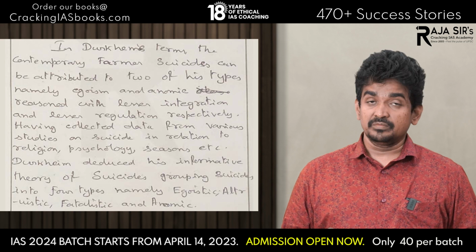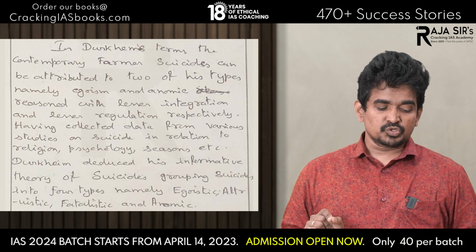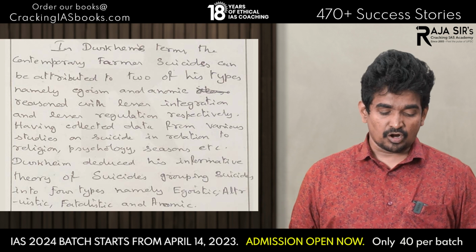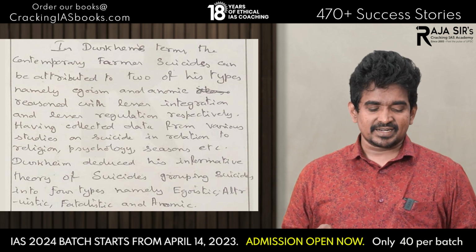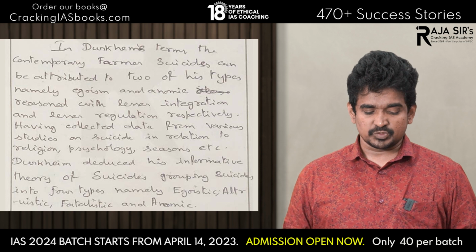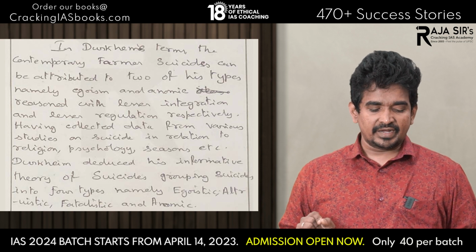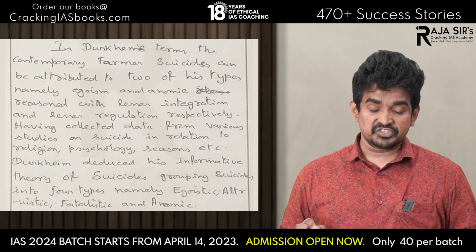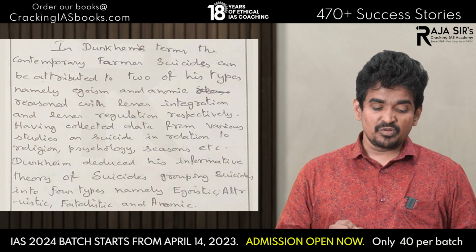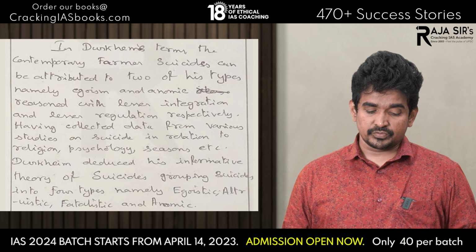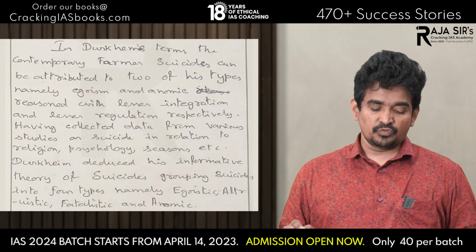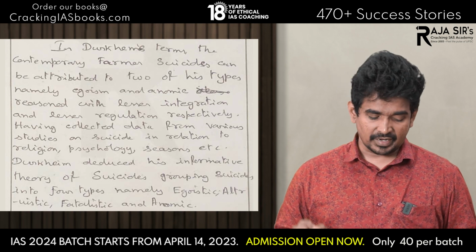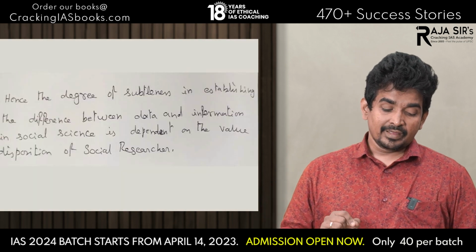In Durkheim's terms, the contemporary farmer suicides can be attributed to 2 of his types, namely egoism and anomie, reasoned with lesser integration and lesser regulation respectively. Having collected data from various studies on suicide in relation to religion, psychology, seasons, etc., Durkheim deduced his informative theory of suicides, grouping suicides into 4 types, namely egoistic, altruistic, fatalistic and anomic. Right? Full stop. Final concluding paragraph.